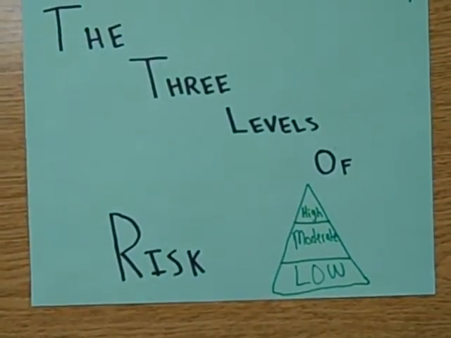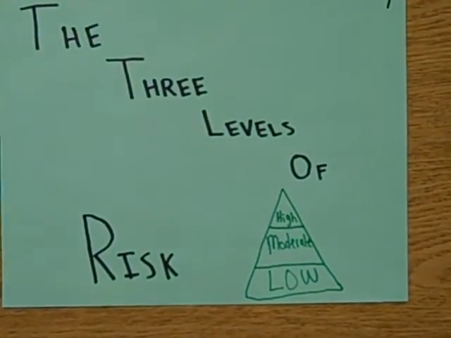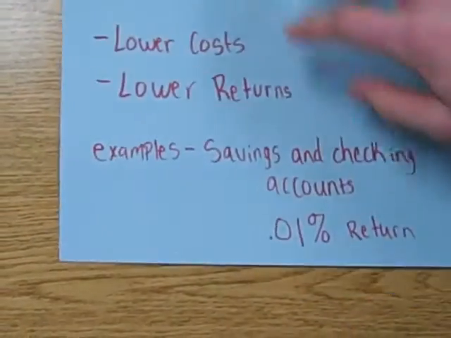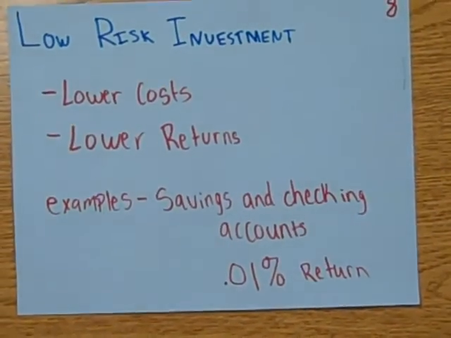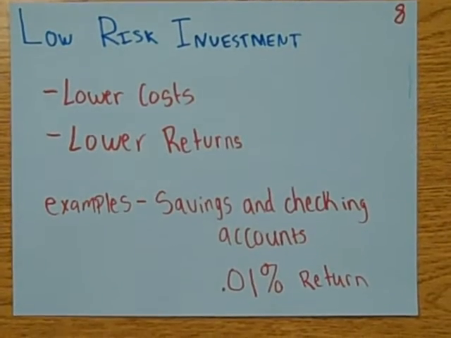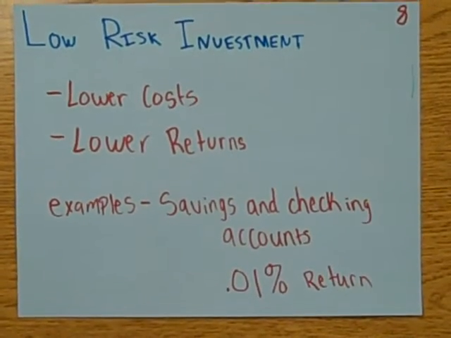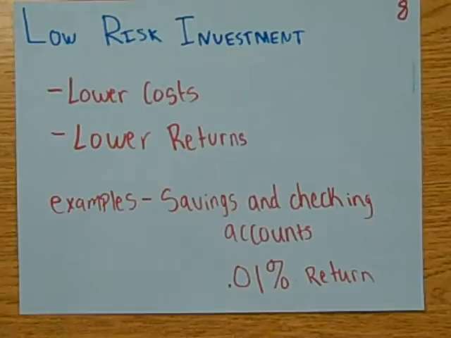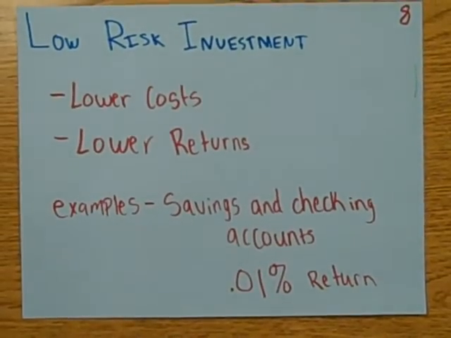The three levels of risk are high, moderate, and low. First is low risk. It is a small chance of losing money, but small profit, lower cost, lower returns, and examples are savings and checking accounts, and those are 0.01% return.